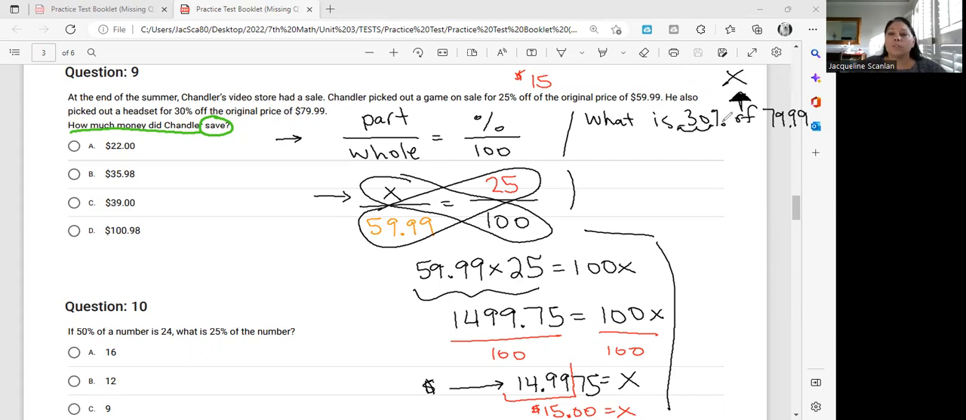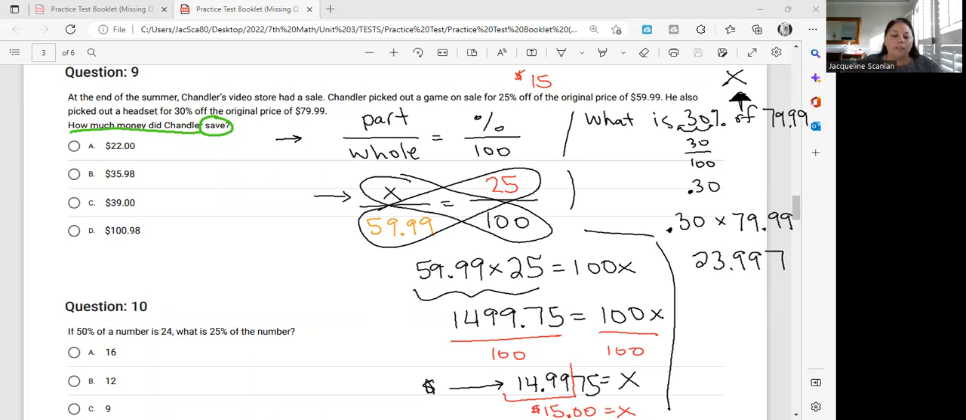Percents are always out of 100. And if I write 30 out of 100 and I do my division, 30 divided by 100 is going to give me 0.30. So another easy way to solve this problem would be to take 0.30 and multiply it by $79.99, because remember, "of" means multiply. So 30% of $79.99 is the same as 0.30 times $79.99. And I could just take my calculator and do 0.30 times 79.99.